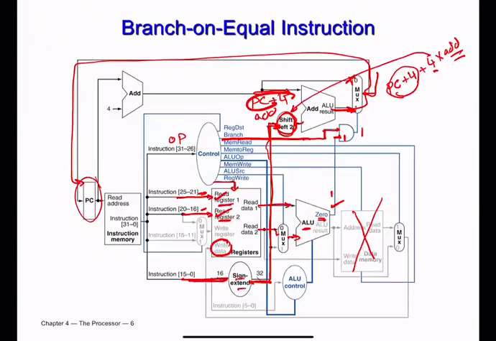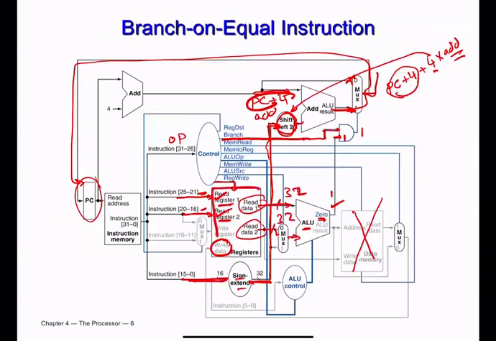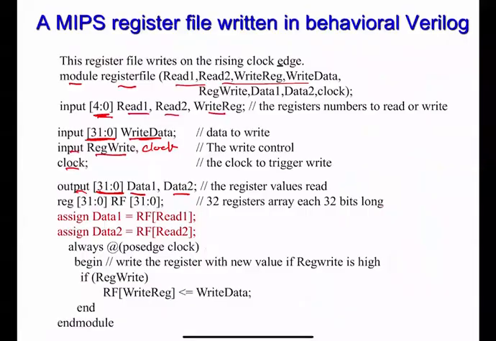However, in the output, I have 2 outputs. I have this output and I have this output, and each of these is 32 bits. So output, data 1, data 2, 32 bits. I also need to define my register. This is my register. This register is what? 32 by 32. I will define it as a register 32 by 32, and I will call this register file, for instance.